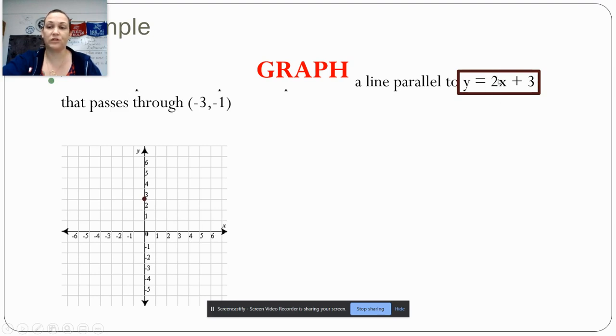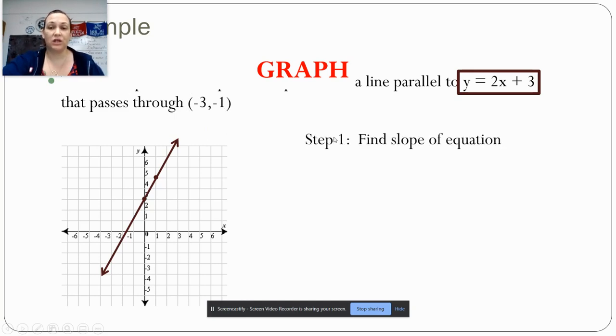Now in this problem, our slope is 2 over 1. Make sure that your slope is always written as a fraction. So from this dot, I'm going to rise 2 and run 1. Okay, and so this is my original line. Now my plan is to graph a second line that is parallel to this red line, and it also has to touch this ordered pair.